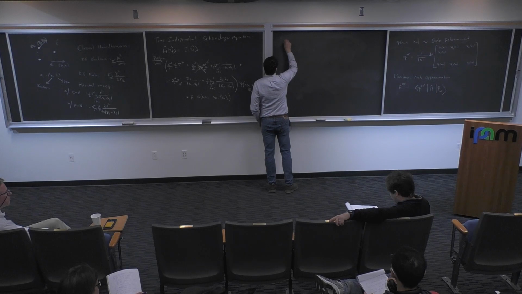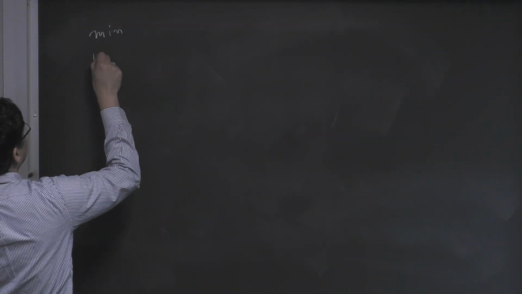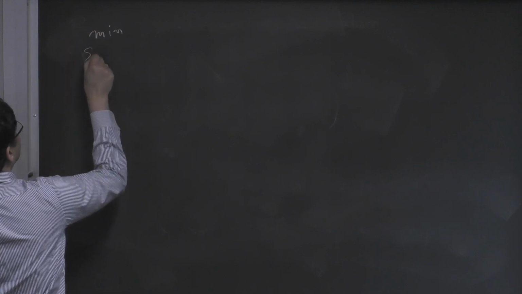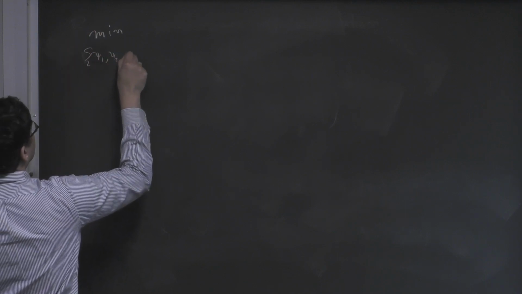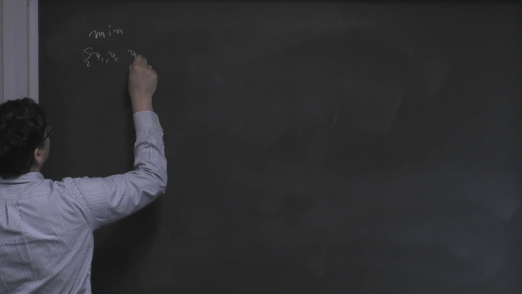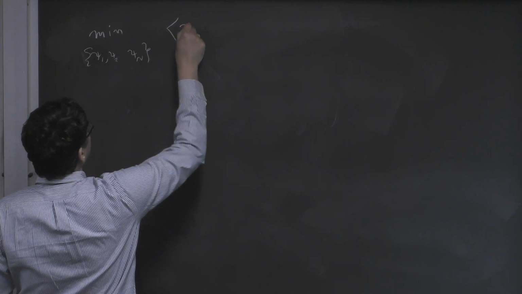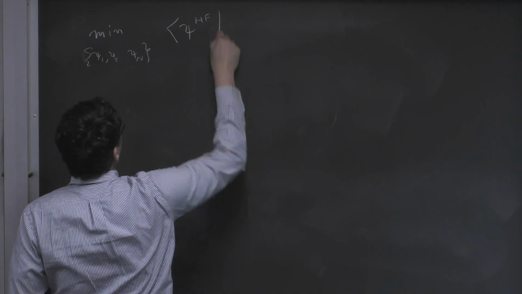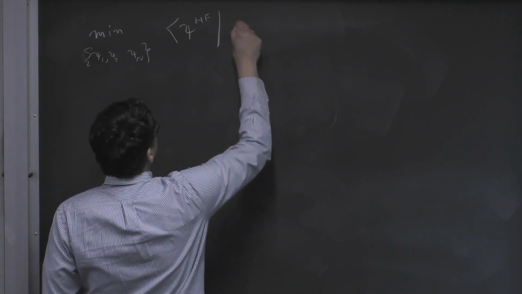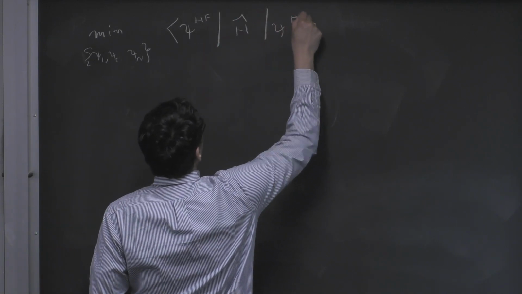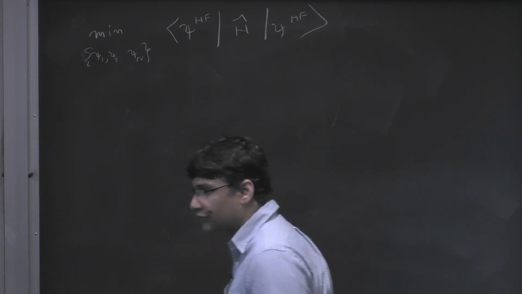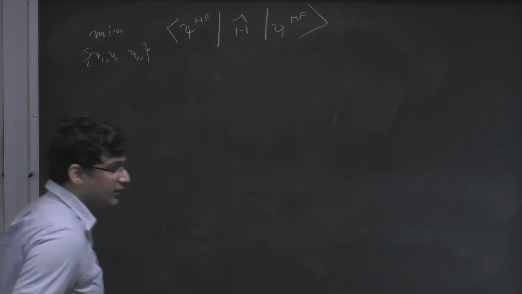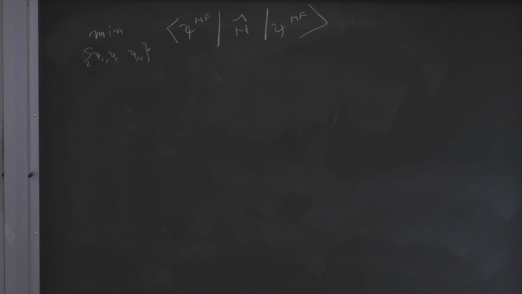Okay, so if you minimize over all the single electron wave functions of psi Hartree-Fock of h hat psi Hartree-Fock, that is, you write the Euler-Lagrange equations corresponding to these. That minimization, you end up getting the Hartree-Fock equations.